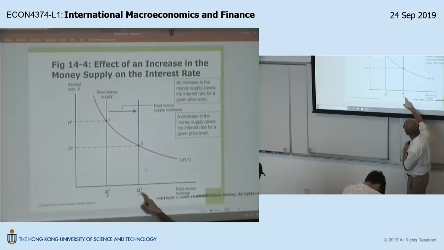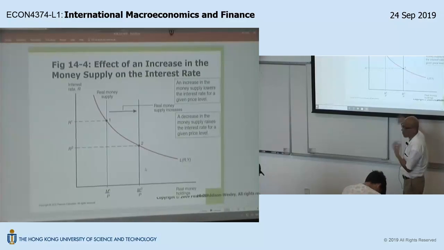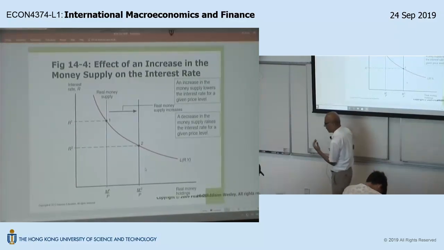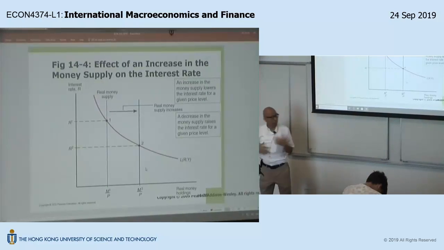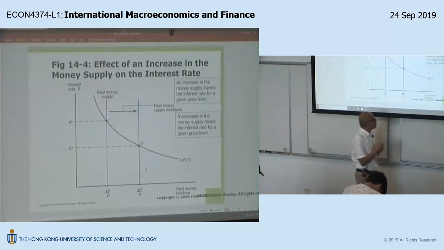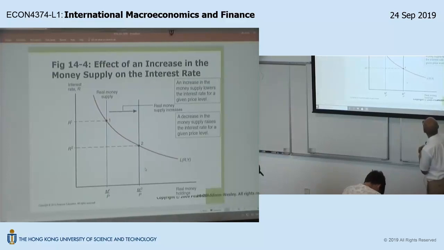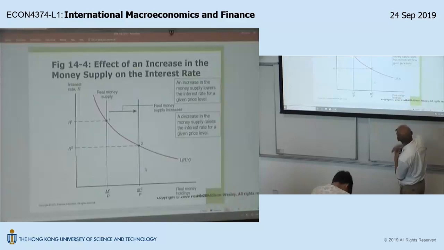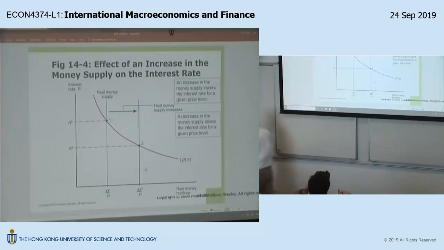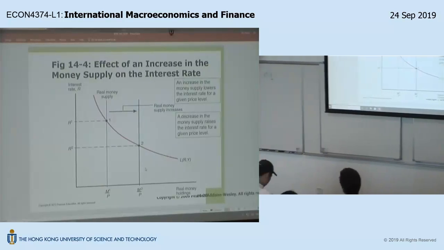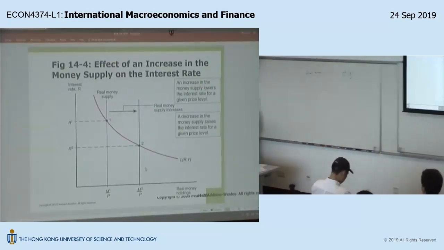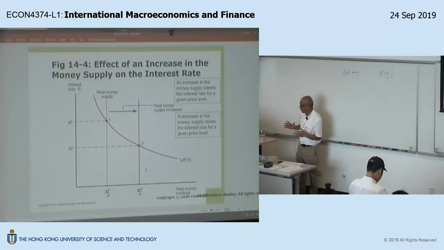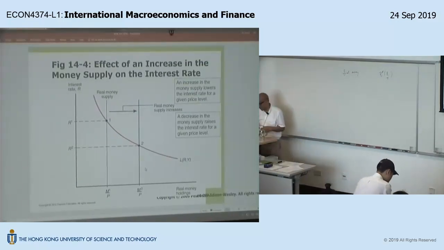Now you have to notice that this P is unchanged. We're talking about the short run, where the price level is sticky. So an increase in money supply lowers the interest rate for a given price level, and a decrease in money supply raises the interest rate for a given price level. Here we are really assuming that the central bank is controlling the amount of money supply.